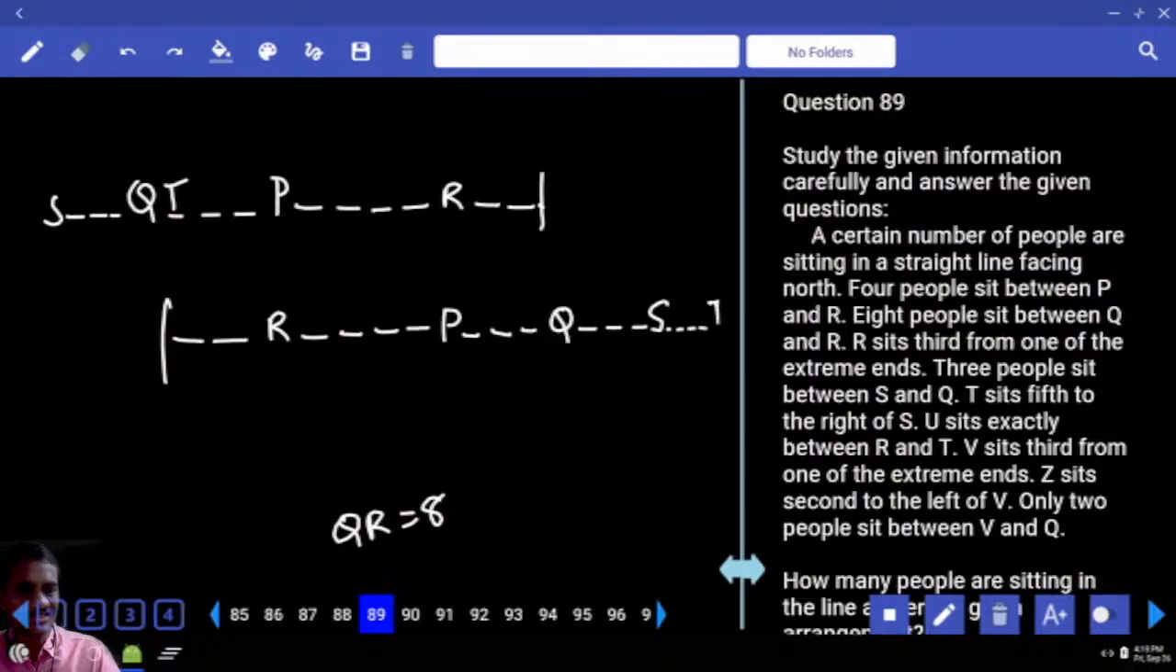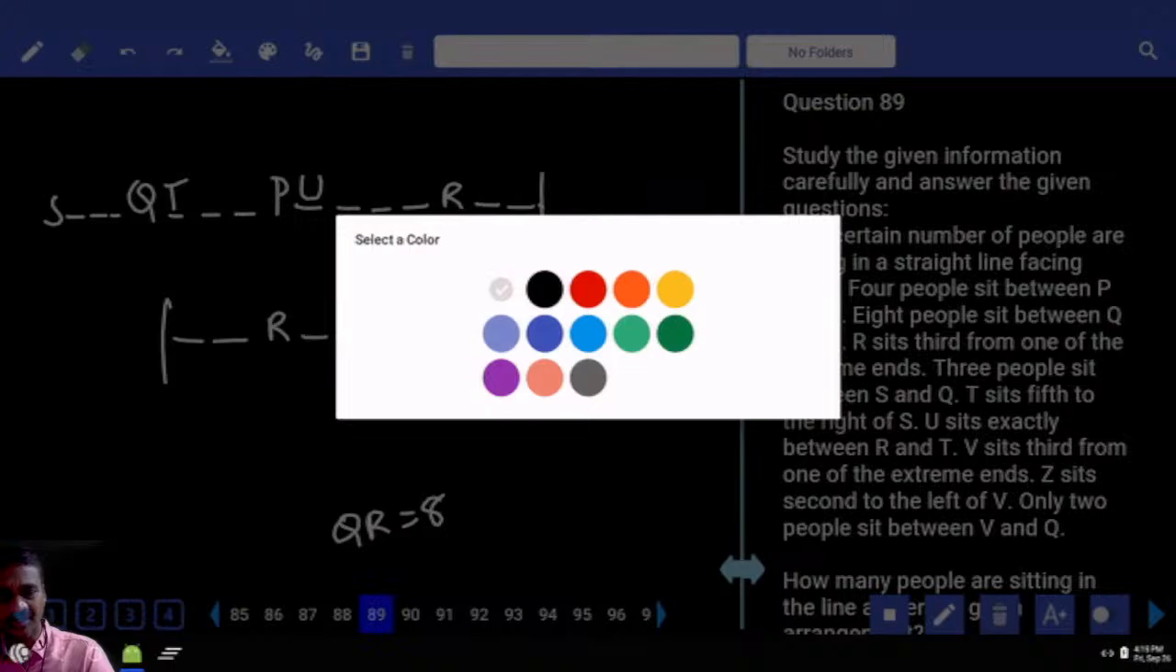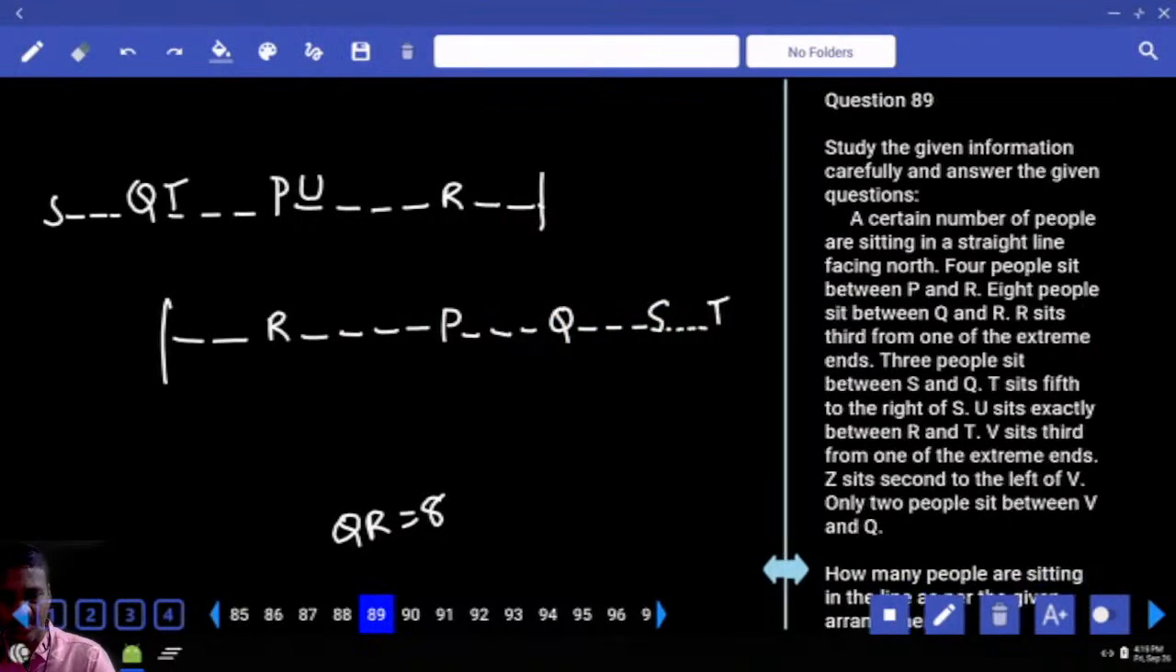Then U sits exactly between R and T. 1, 2, 3, 4, 5, 6, 7. Then 1, 2, 3, 4. Now here U is exactly between R and T. 1, 2, 3, 4, 5, 6, 7, 8, 9, 10, 11, 12, 13, 14, 15, 16, 17. 17 means 9th position. Now R is in 9th place. Now Q and U must be in the same place. Is it possible? This case is ruled out.